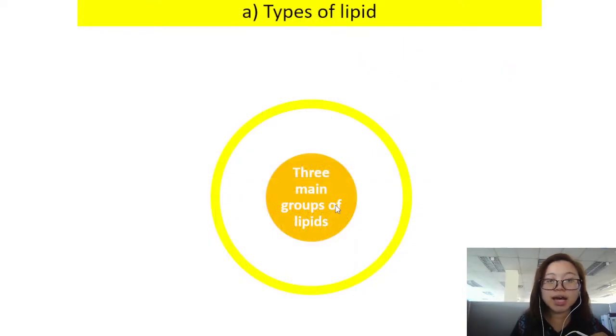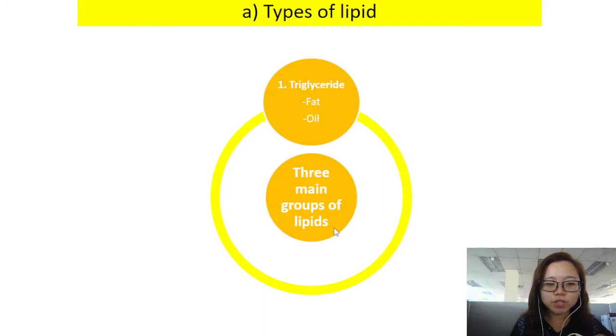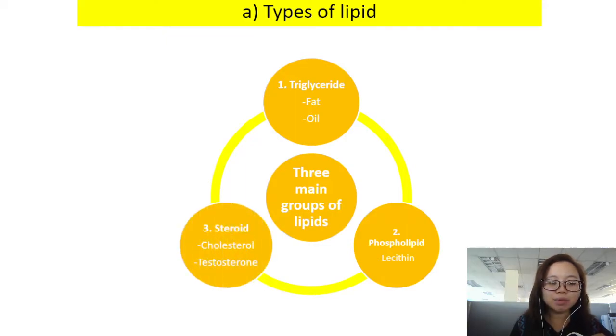Let us look at the different types of lipids. When we talk about the types of lipid, the first type is triglycerides, which are fat and oil. Second is phospholipid, in here it is lecithin. And number 3, steroid, which includes cholesterol and testosterone.